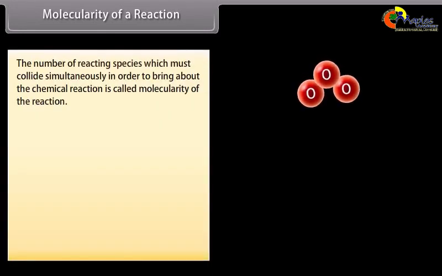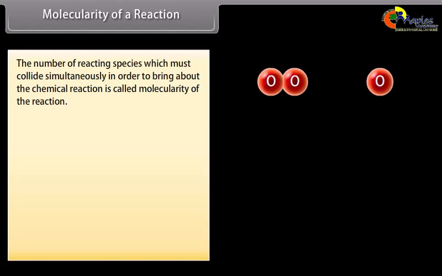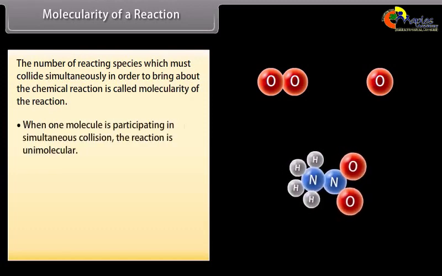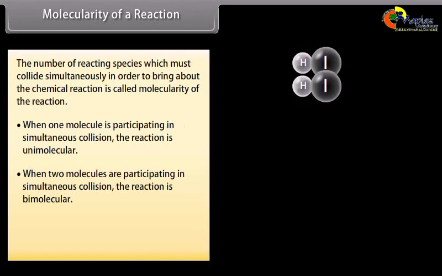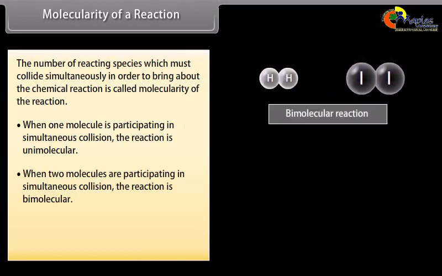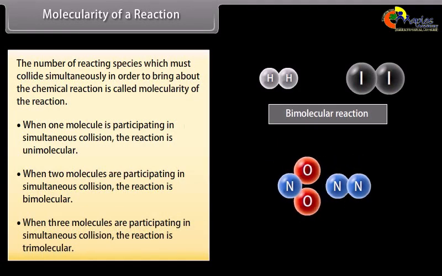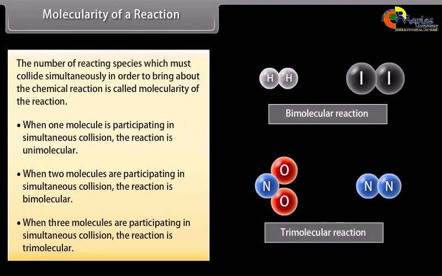Molecularity of a reaction. The number of reacting species which must collide simultaneously in order to bring about the chemical reaction is called the molecularity of the reaction. When one molecule is participating in the collision, the reaction is unimolecular. When two molecules are participating in simultaneous collision, the reaction is bimolecular. When three molecules are participating in simultaneous collision, the reaction is trimolecular. Molecularity of a reaction is always a whole number.